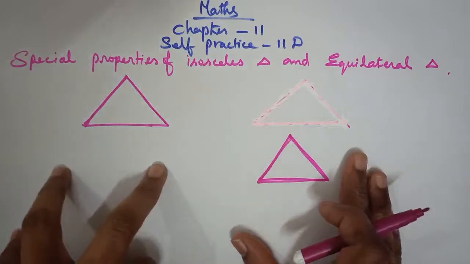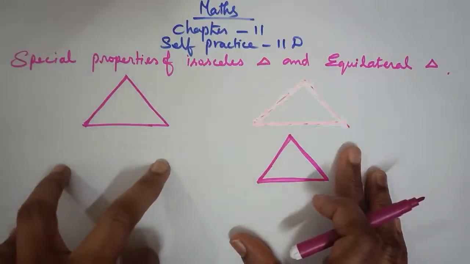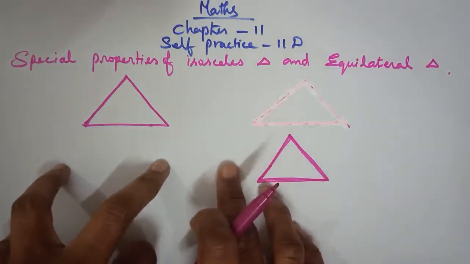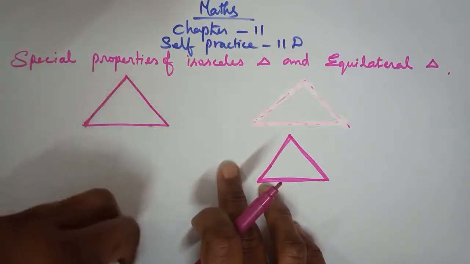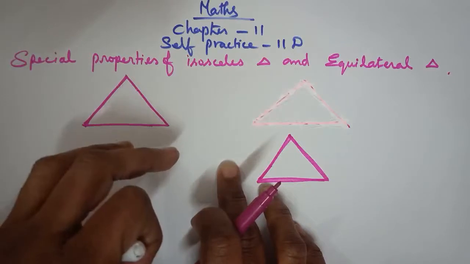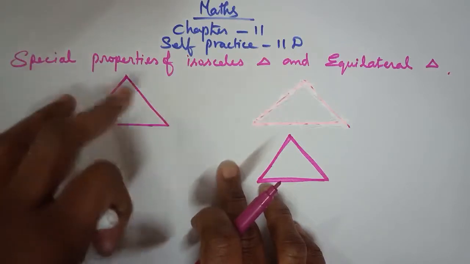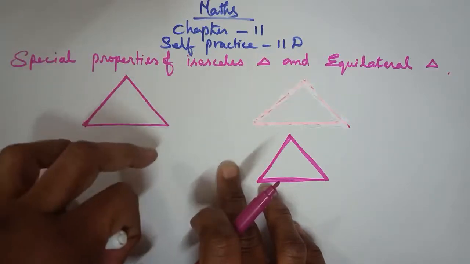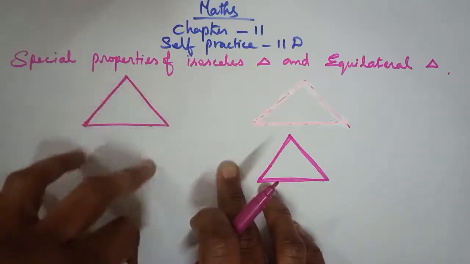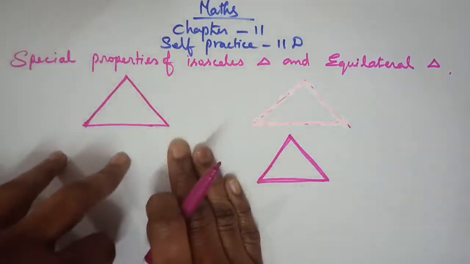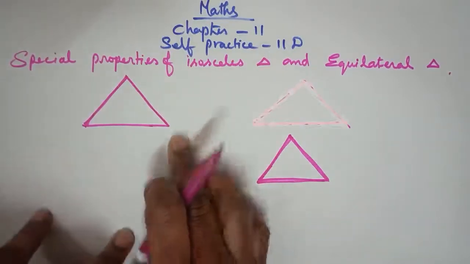Today we are going to see self practice 11D. In this exercise, before that, we have to see the special properties of isosceles triangle and equilateral triangle. Now I will explain about the special properties of triangles. So students listen. First let's see the isosceles triangle.